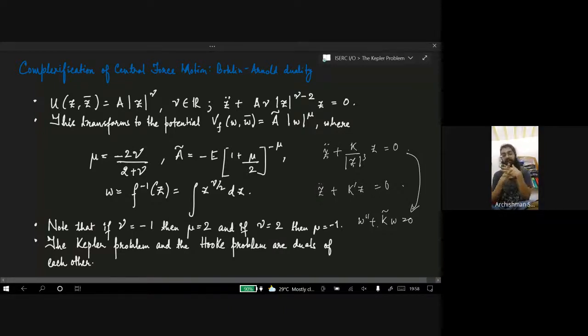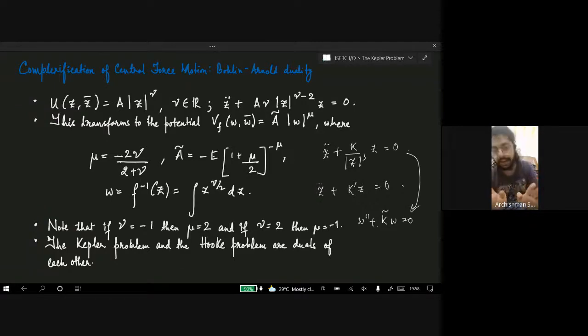And if you do this, you notice that the harmonic oscillator problem does not have a singularity. The Kepler problem has a singularity. The harmonic oscillator problem does not have a singularity. And so this complexification of central force motion essentially yields that the Kepler problem and the harmonic oscillator problem are duals of each other. And since they're duals, you end up regularizing the Kepler problem because the harmonic oscillator problem does not have a singularity.